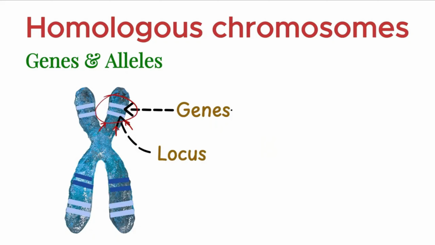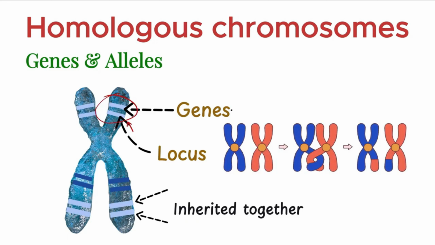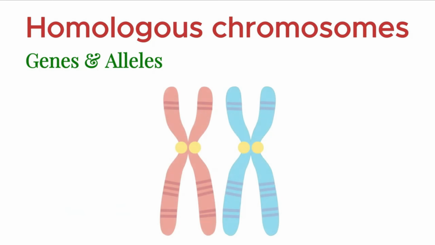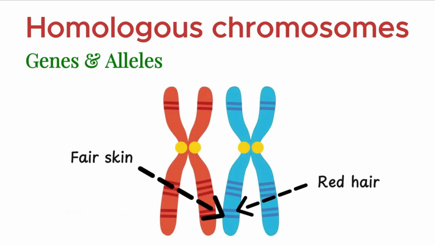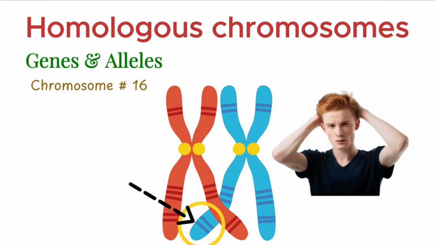Now here's something interesting. When two genes lie very close to each other on the same chromosome, they are usually inherited together during meiosis. This is because the chances of a crossover event separating them are very low. This phenomenon is known as linkage, and the genes involved are called linked genes. For example, the genes responsible for red hair and fair skin are located close together on chromosome number 16. So, during crossing over, these two genes are often exchanged as a unit, meaning they tend to be inherited together. That's why people with red hair often also have fair skin. It's not coincidence, it's gene linkage at work.